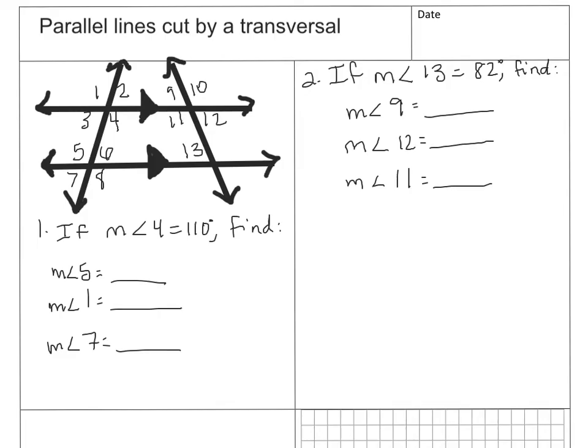Let's go to the notes section. Parallel lines cut by a transversal. If you need a pause so you can copy everything down, go ahead. So for number 1 and number 2, you're using the same picture, and they give you a couple of pieces of information. Number 1, the information is different from number 2.